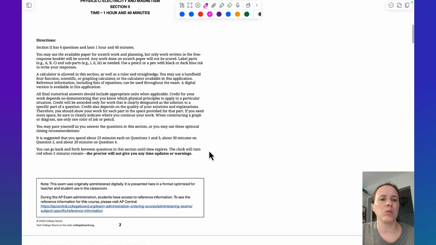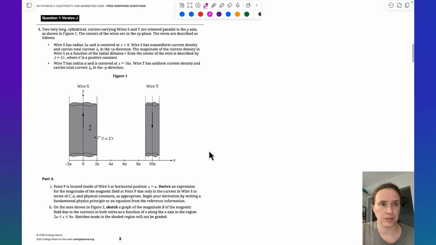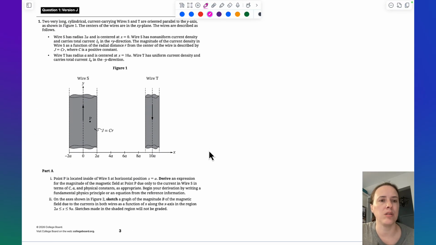Woohoo! Let's roll through. Okay, so two very long cylindrical current carrying wires, wires S and T, are oriented parallel to the y-axis as shown in figure 1. The centers of the wires are in the xy plane and they're described as follows.